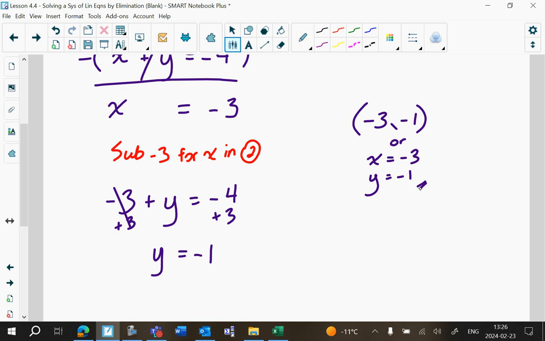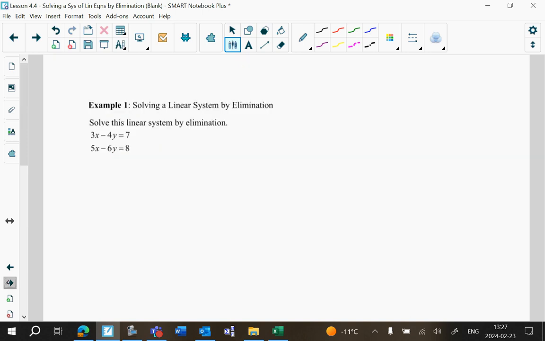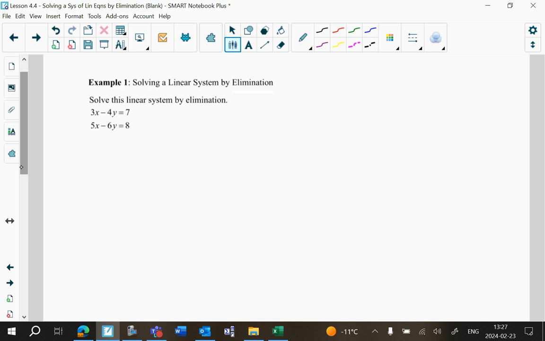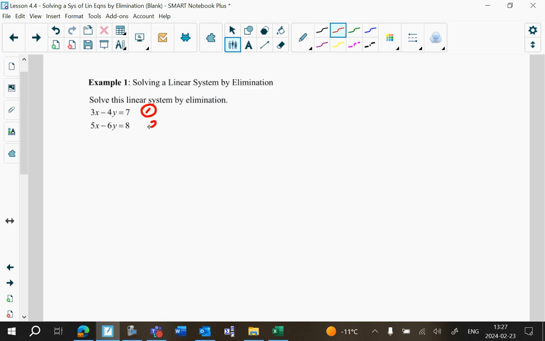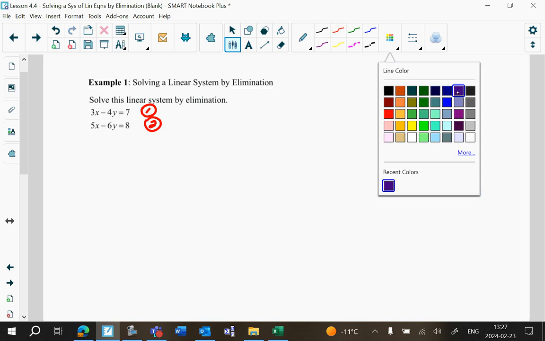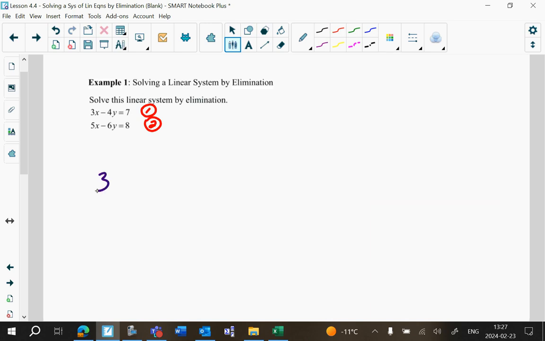Okay. So that's elimination. Sometimes we may have to do something before adding or subtracting. For example, this. So I'm going to call this equation 1. I'm going to call this equation 2. So I'm just going to rewrite these.